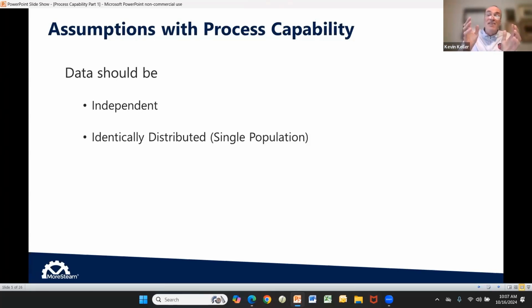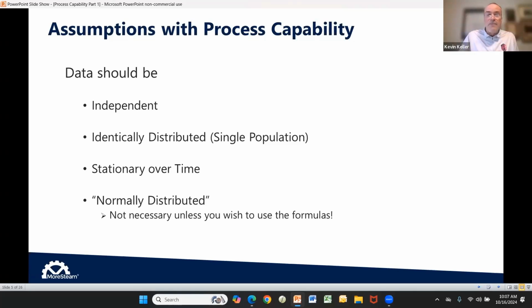Identically distributed, meaning it all comes from a single population. We'll talk about how that actually works in the real world. Stationary over time. So what that means is if I start looking at the average performance over time, it's going to go up, it's going to go down. But overall, when I plot it out, it looks relatively horizontal or flat.